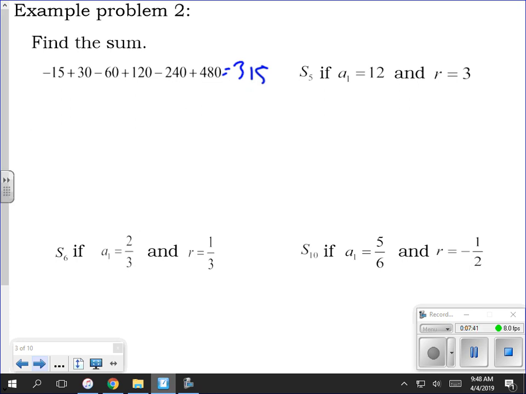So my first term, that's obvious, it's negative 15. r, what I multiply by, how do I get from negative 15 to positive 30? Positive 30 to negative 60, I multiply by negative 2. And then n, that's 6. We've got 6 terms. I can count them: 1, 2, 3, 4, 5, 6. Okay? That's easy to do. Let's plug them into the formula.